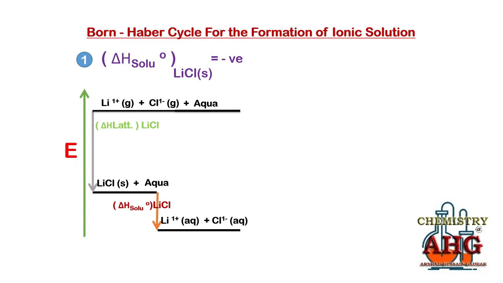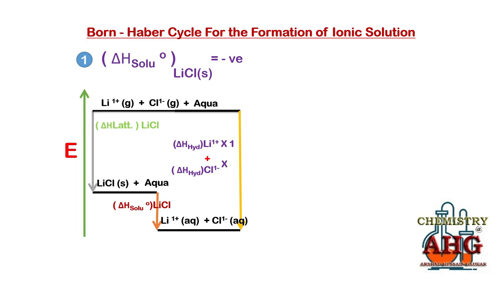Okay, the next arrow that will join gaseous ions to the hydrated ion is representing the enthalpy change of hydration, because gaseous ions have been surrounded and attracted by water molecules. So this is the hydration enthalpy of lithium ion times 1, because there is 1 mole of lithium, plus the hydration enthalpy of chloride ion times 1.